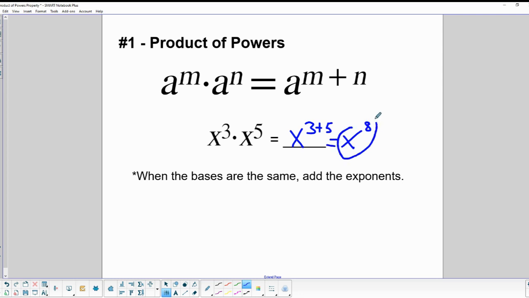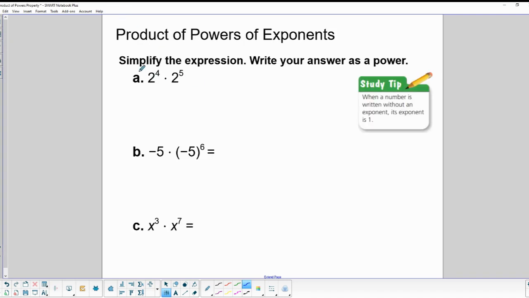So if you think about it, that's pretty straightforward, pretty easy. And if we knew what x was, what number it was, we could actually evaluate that and come up with a numerical answer. Okay, let's try a couple more, like 2 to the 4th times 2 to the 5th. Well, if we're just going to add the exponents, that's going to give us 2 to the 9th power. Negative 5, now we've got to remember, if I have a number by itself, then there is going to be an exponent of 1 on it. So negative 5 to the 1st and negative 5 to the 6th would be negative 5 to the 7th power, because I'm just doing 1 plus 6.